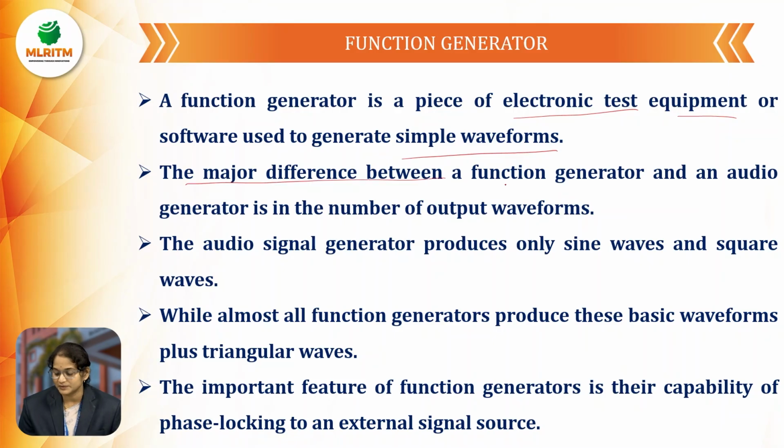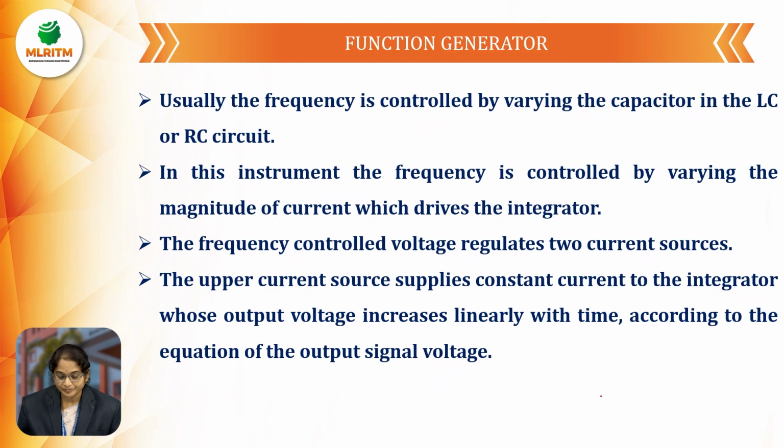The major difference between a function generator and an audio generator is the number of output waveforms. The audio signal generator produces only sine waves and square waves, while almost all function generators produce the basic waveforms, pulse and triangular waves. The important feature of a function generator is its capability of phase locking to an external signal source.